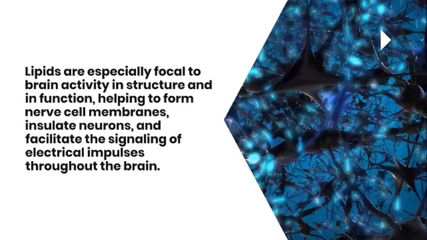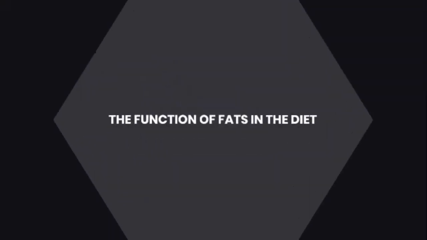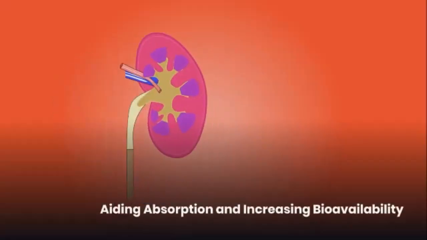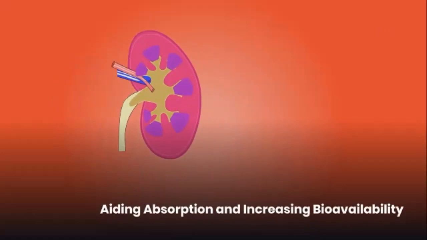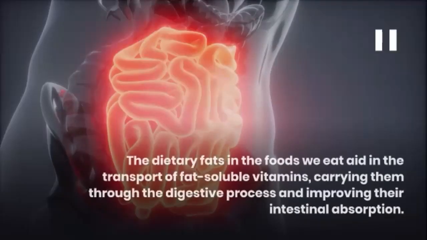Number one there was what? Go back for the sake of learning more. What are the functions of fat in diet? Number one, aiding absorption and increasing bioavailability. And what this is saying is that dietary fat in the food we eat aids the transport of fat-soluble vitamins.